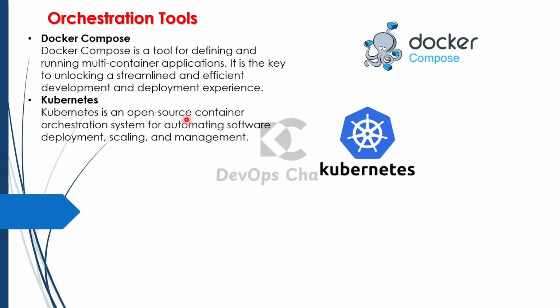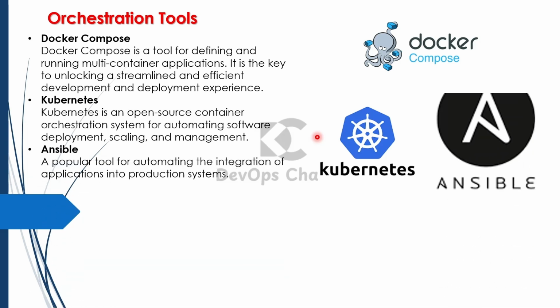Kubernetes is an open source container orchestration tool brought by Google for automating software deployment, scaling, and management. It also provides many advantages over cloud. They can be integrated with cloud to provide various features. So these were the orchestration tools.